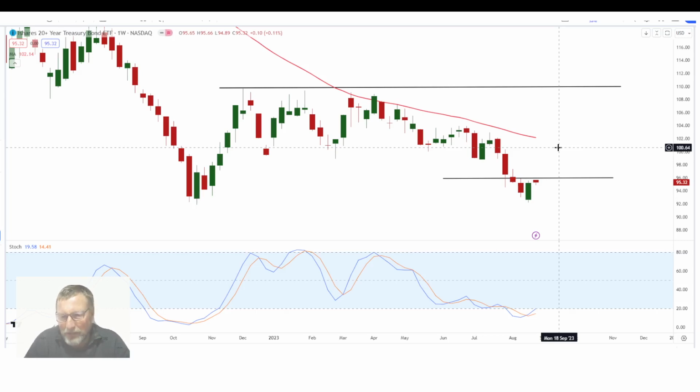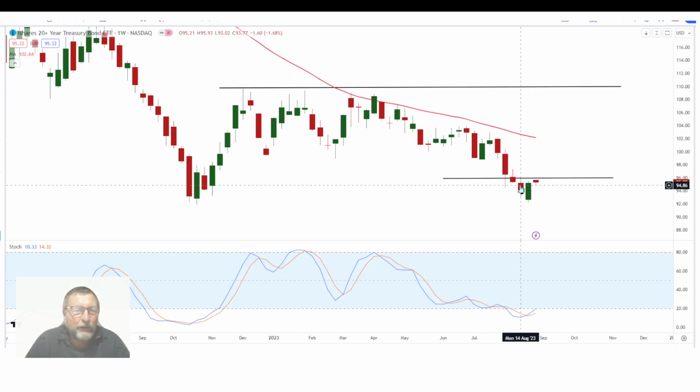So my big crucial level is this level, and that is 95.93. Above 95.93 on a weekly close. Remember, this is a weekly chart. Above 95.93, we will see the first sign that interest rates in America can maybe be held at certain levels where it is now, or even get lower.